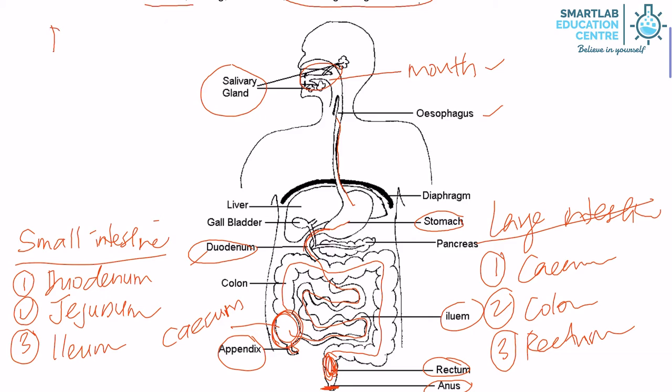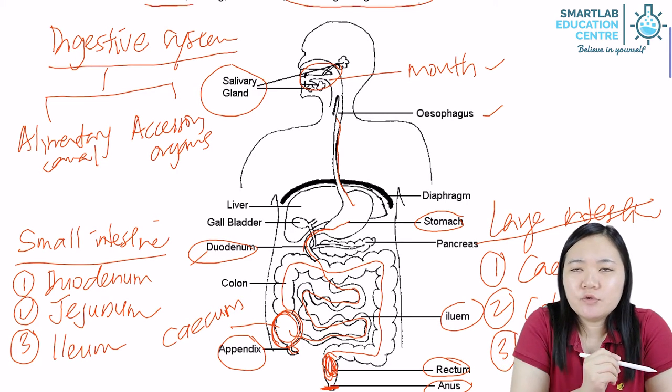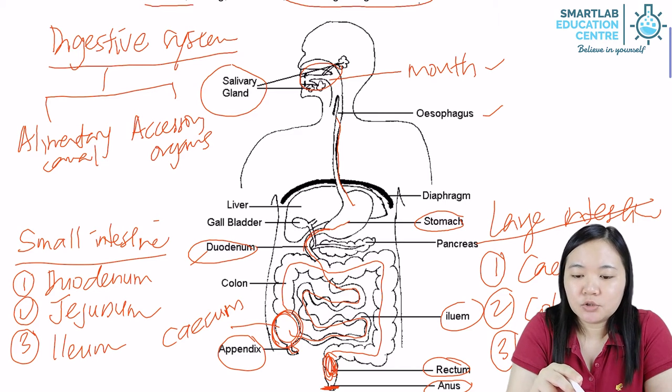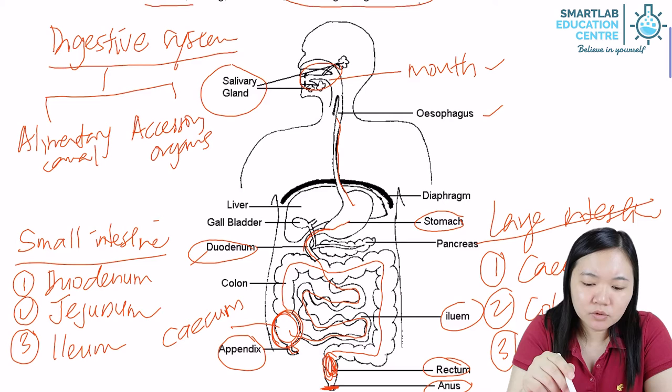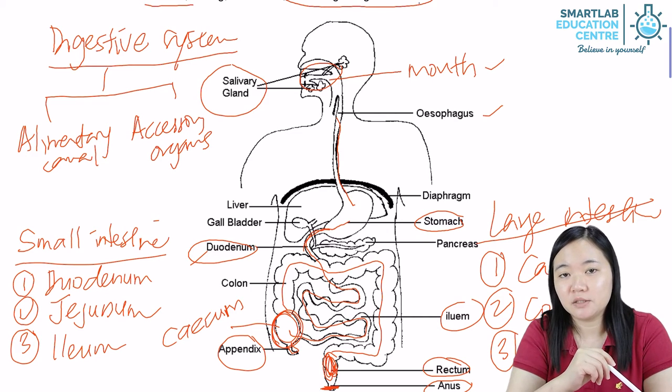Before we really go into the alimentary canal, let me tell you that the digestive system is actually made up of the alimentary canal and something else, which we call the accessory organs. So what are the accessory organs? If you can recall, food actually passes through the alimentary canal that I mentioned earlier. Food passes through the mouth, to the esophagus, to the stomach, and then drops to the duodenum, and then goes all the way through the small intestine to the large intestine, and then finally out into the anus. So food actually passes through it.